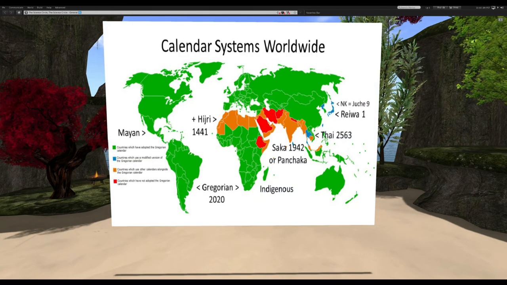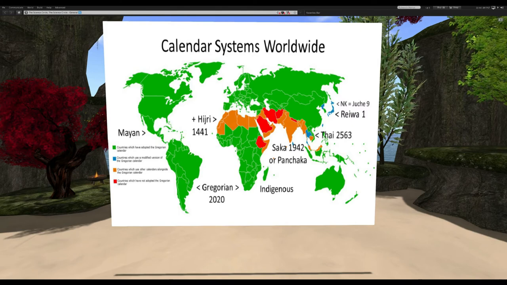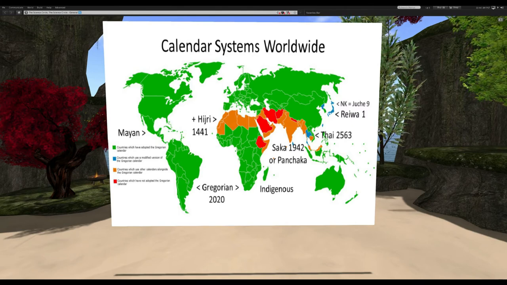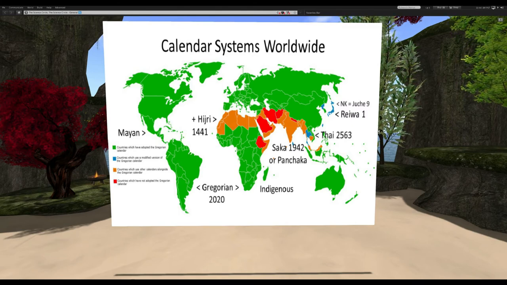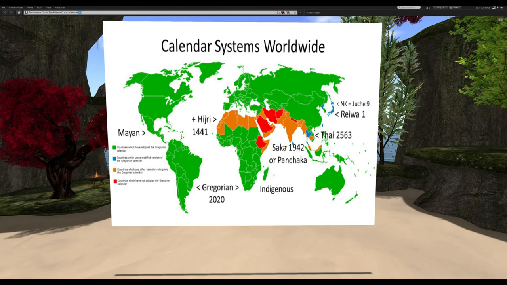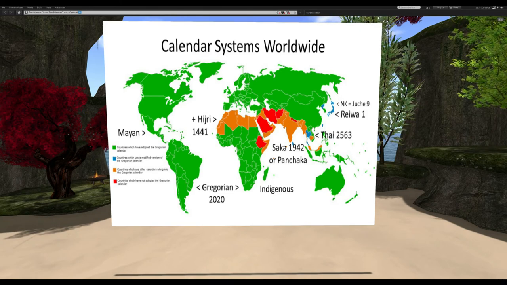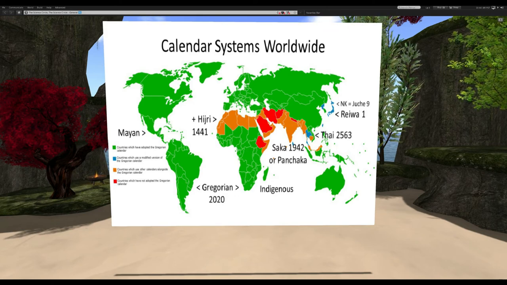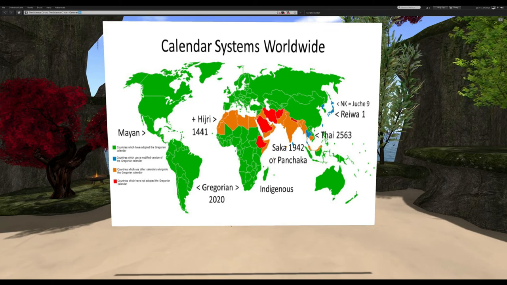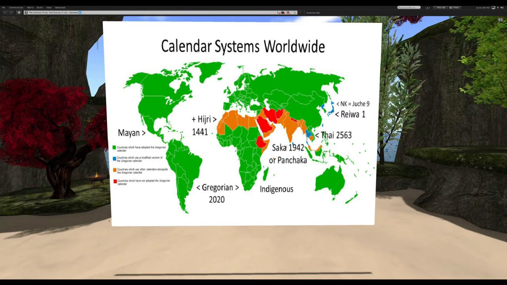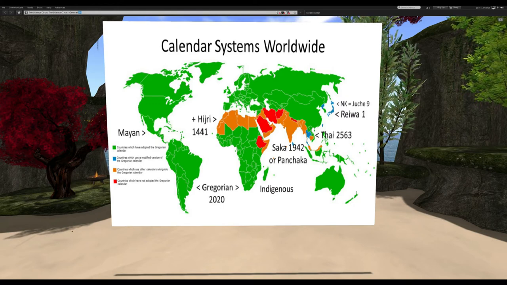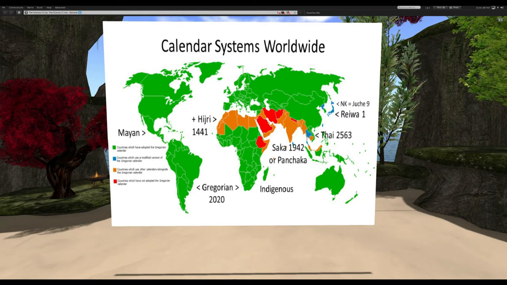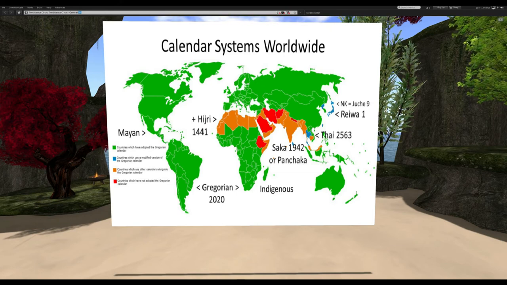Okay, so here are the calendar systems in the world. There's quite a few of them, about 40. There's about 6 in common use. And you can see that there are basically secular calendars, in other words, ones used in civil societies, and then ones used in religious societies. There's indigenous calendars also.